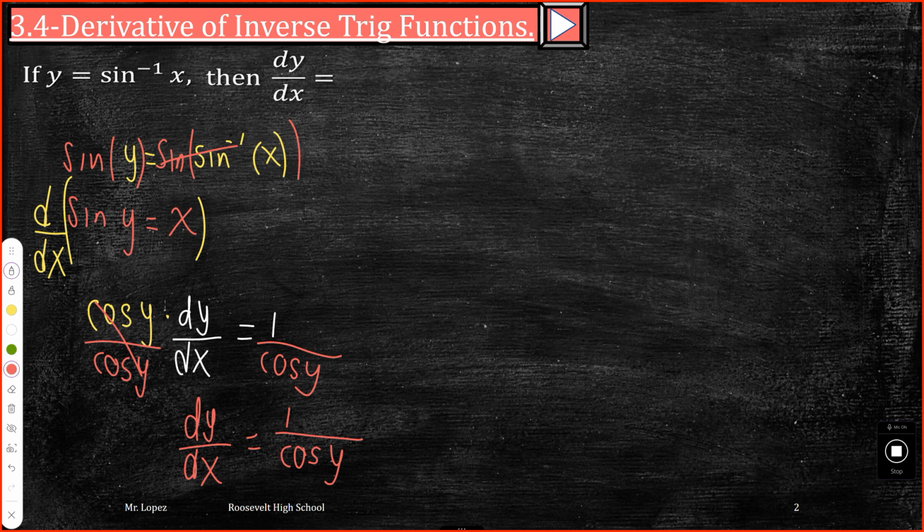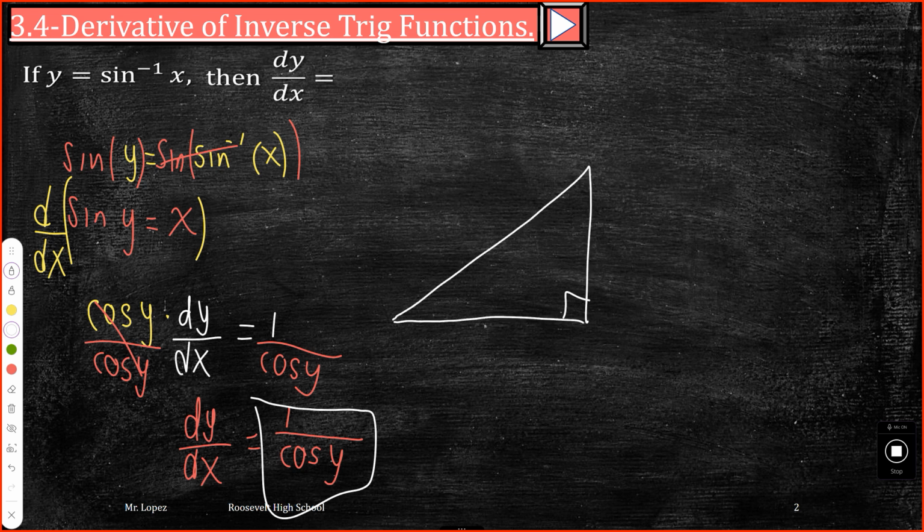So now what is this 1 over cosine y? Can we make a triangle out of this? Let's do a triangle just for this cosine y part down here. Let's make a right triangle. And I'm saying, what is cosine y? Cosine y equal to? Well, what's the definition of cosine?